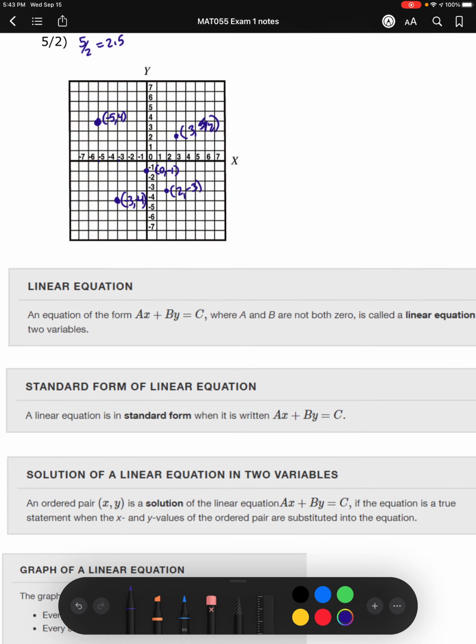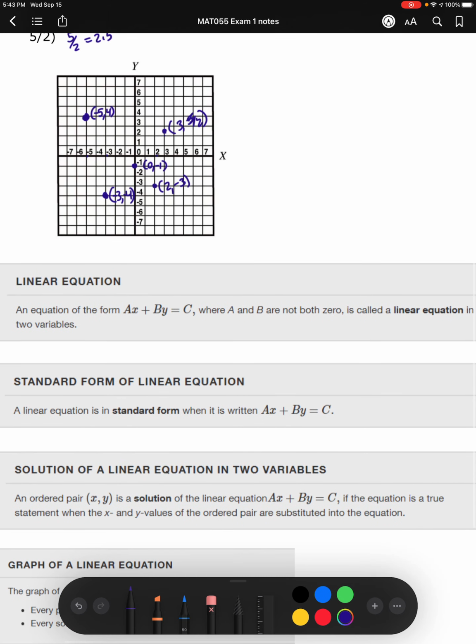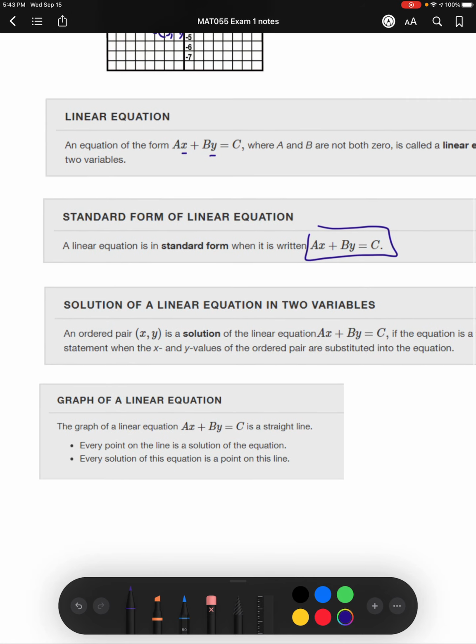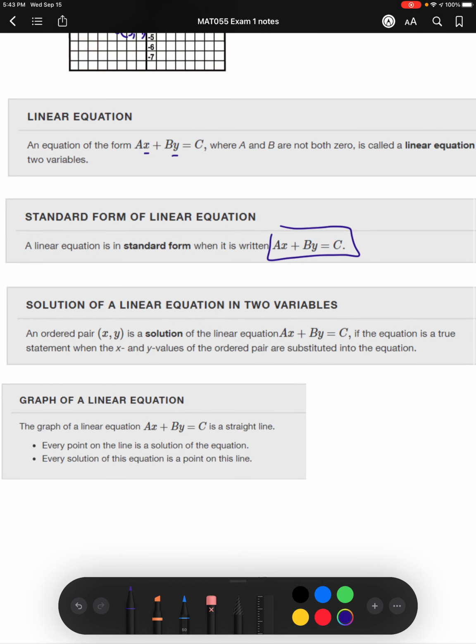A linear equation is in the form ax plus by equals c, and a and b are not both 0. One or the other could be, but not both. We typically work with x and y's. You'll have an x variable and a y variable. This is what's called standard form, ax plus by equals c, which isn't that helpful for graphing, but it can be helpful for other things. An ordered pair x, y is a solution of the equation if it makes it true when you plug those values in.